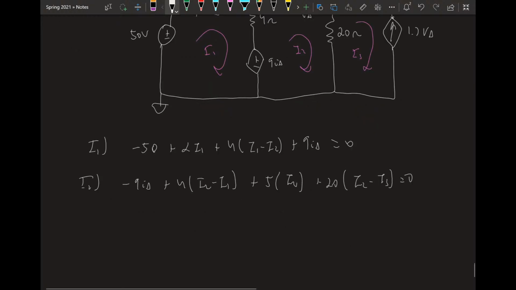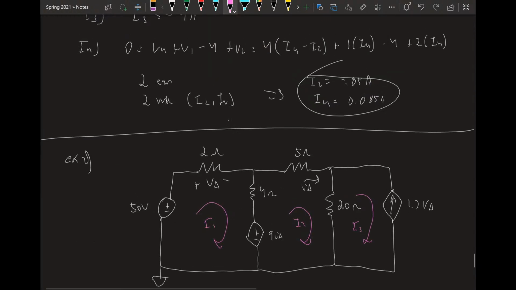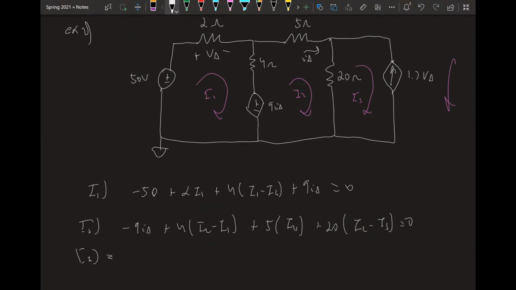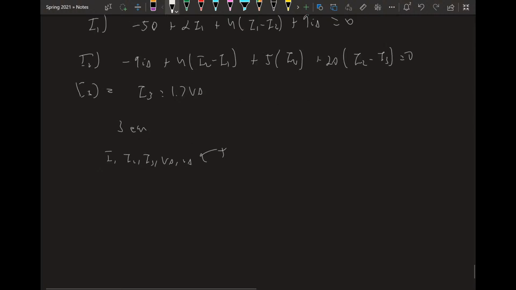And then I3 equals, well, actually, for I3 we can do something special here, right? We can say that in this very rightmost branch, I3 runs exactly on the line of the current source, so I3 has to equal 1.7 V delta. Okay, so let's review what we have. We have, once again, 3 equations for each mesh current, but we have a bunch of unknowns. We have I1, I2, I3, V delta, I delta. Well, there's 5 unknowns.